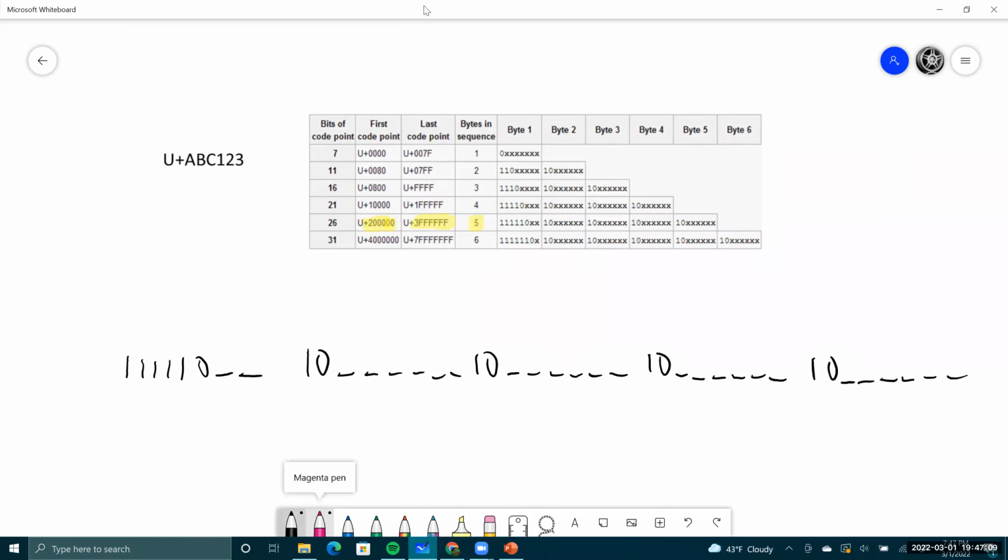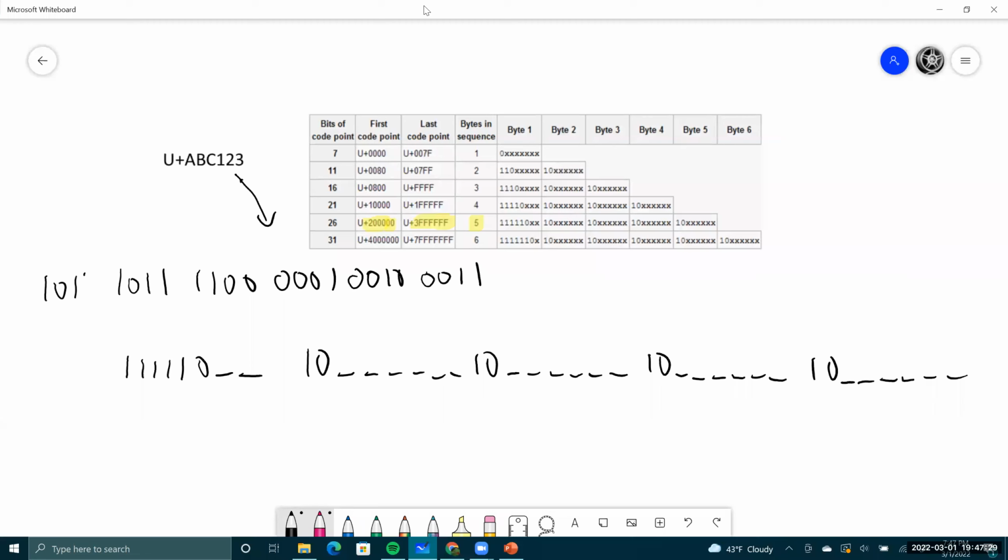And now I just want to convert this to binary. So 3 would be 0, 0, 1, 1. 2 is 0, 0, 1, 0. 1 is 0, 0, 0, 1. C is 1, 1, 0, 0. B is 1, 0, 1, 1. And A is 1, 0, 1, 0.